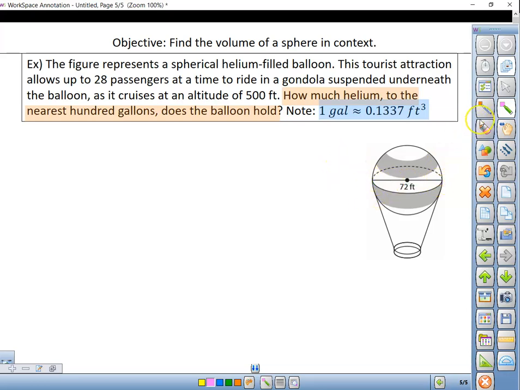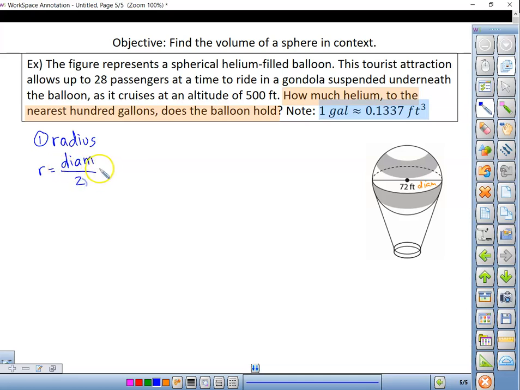This 72 feet here, we have to recognize it goes all the way across the middle of the sphere. This would be a great circle right here, and so this would be our diameter. In order to calculate our volume for our sphere, we of course need our radius, so that's what I'll do first. And radius is half of diameter, as we know. So our 72 feet divided by 2 gives us a radius of 36 feet.